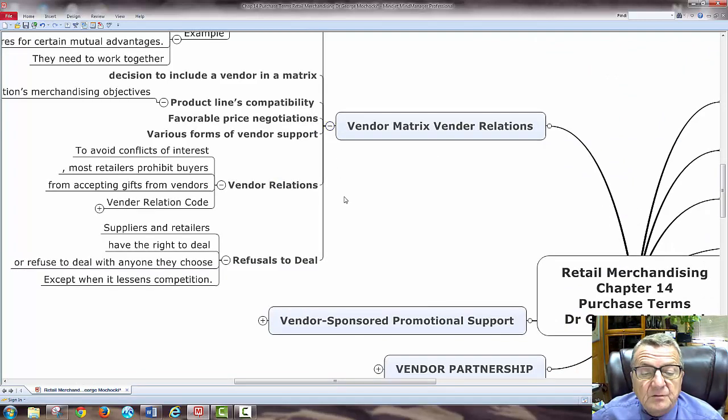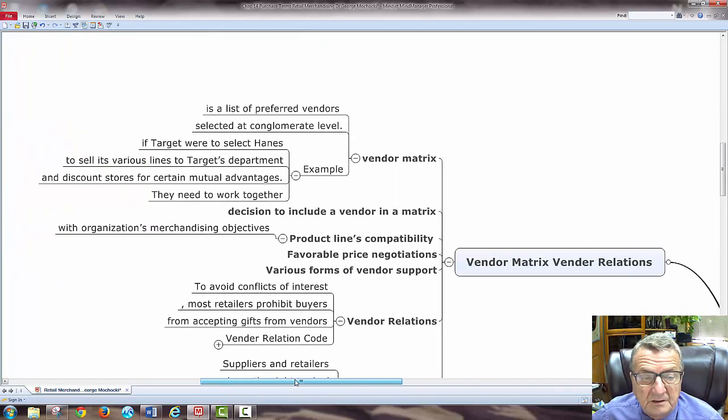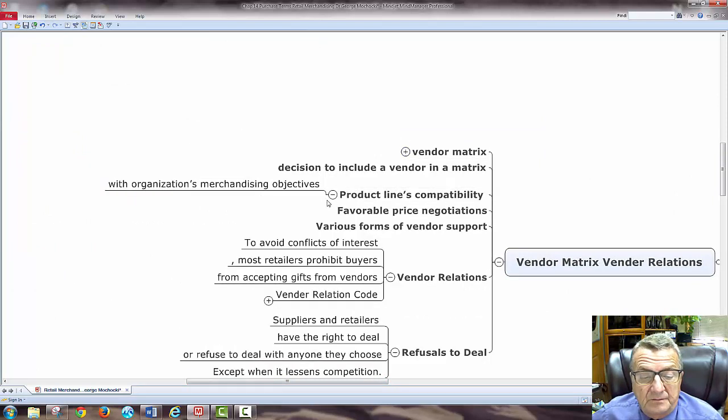Okay. Now, this last one here is a Matrix Ventrix, and we're almost done. Okay, let me just turn these off.